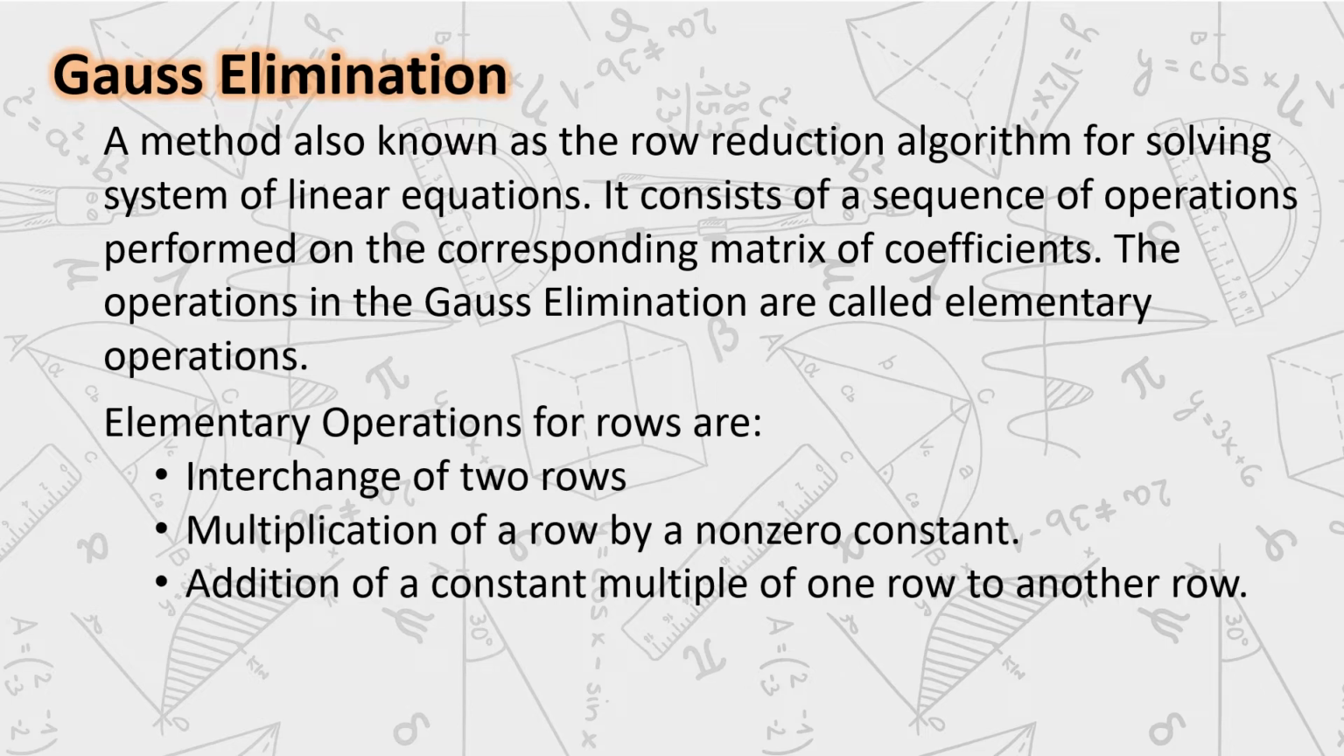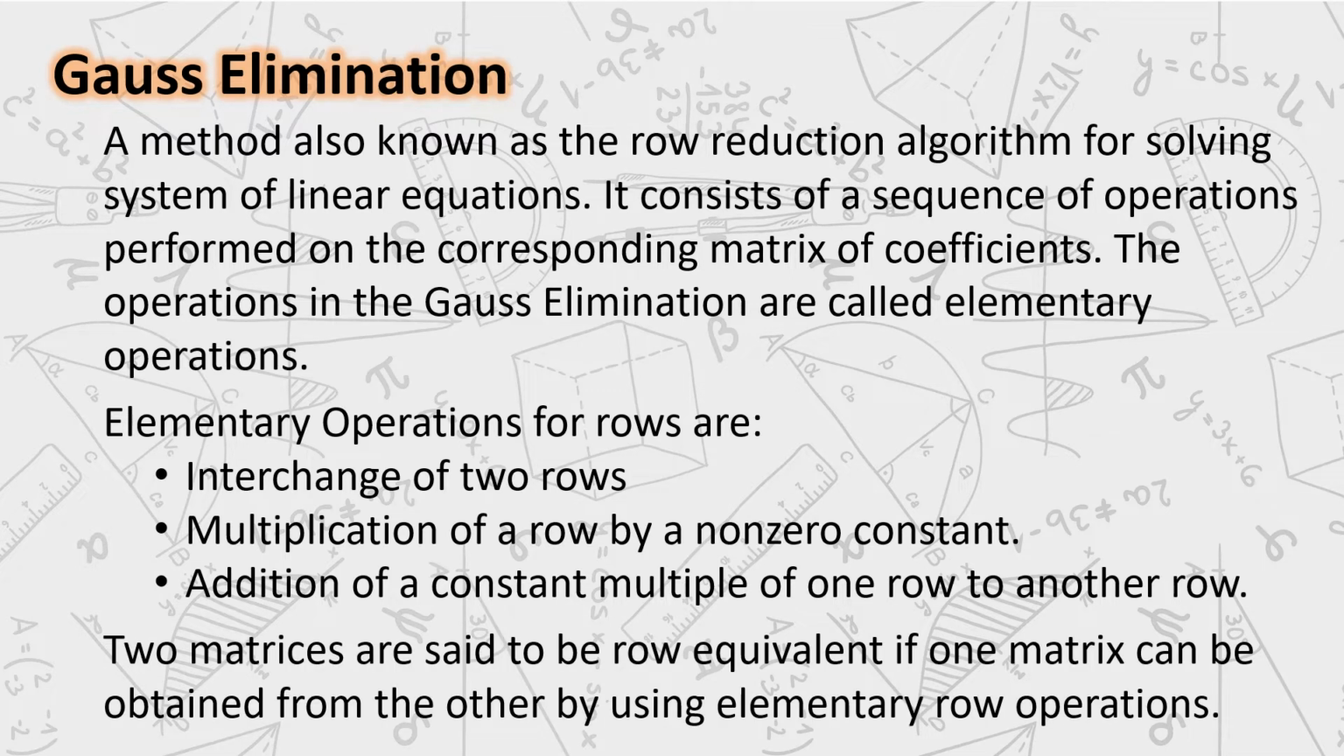Elementary operations for rows are the following: interchange of two rows, multiplication of a row by a non-zero constant, and addition of a constant multiple of one row to another row. Two matrices are said to be row equivalent if one matrix can be obtained from the other by using elementary row operations.